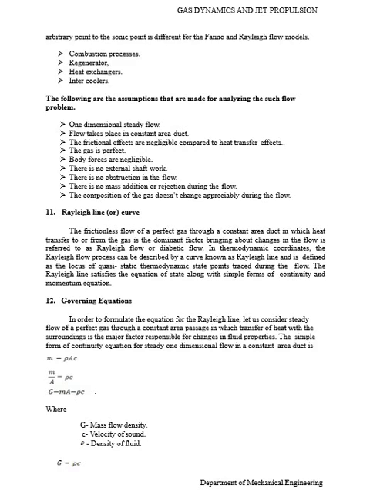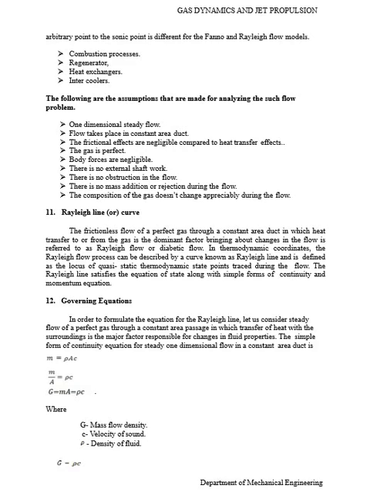Rayleigh line. The frictionless flow of a perfect gas through a constant area duct, in which heat transfer to or from the gas is the dominant factor bringing about changes in the flow, is referred to as Rayleigh flow or diabatic flow. In thermodynamic coordinates, the Rayleigh flow process can be described by a curve known as the Rayleigh line, which is defined as the locus of the quasi-static thermodynamic state points traced during flow. The Rayleigh line satisfies the equation of state along with the simplified forms of the continuity and momentum equations.